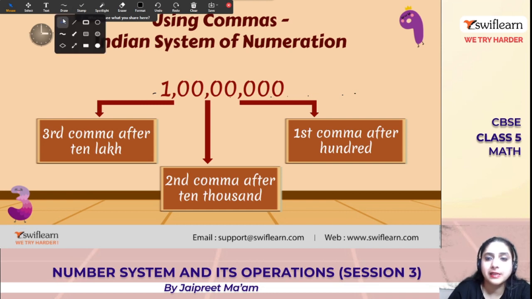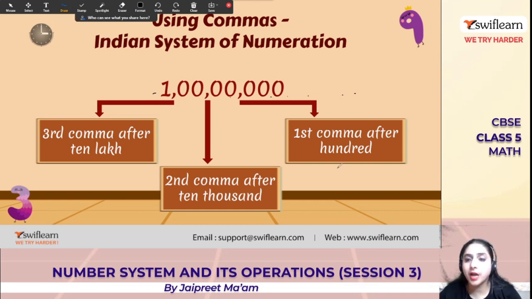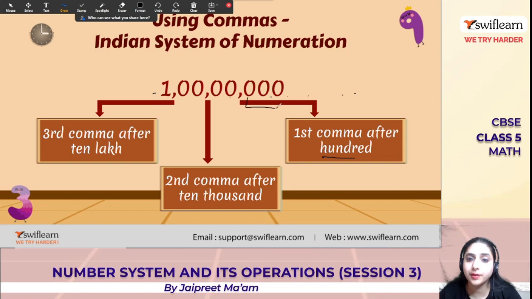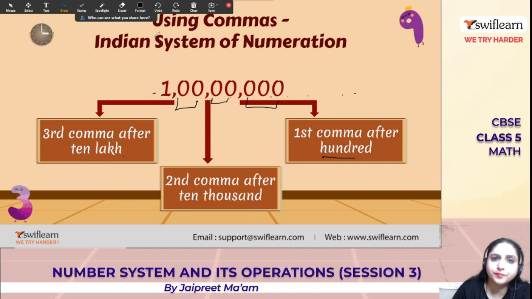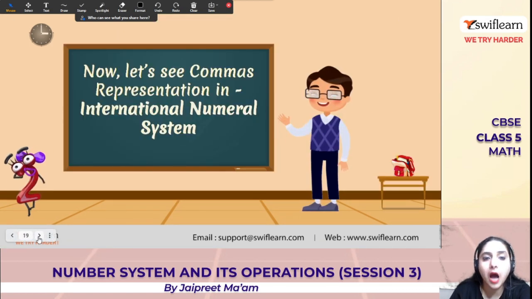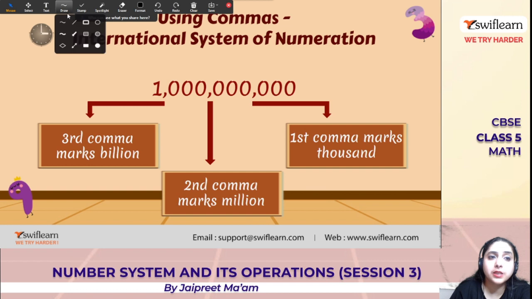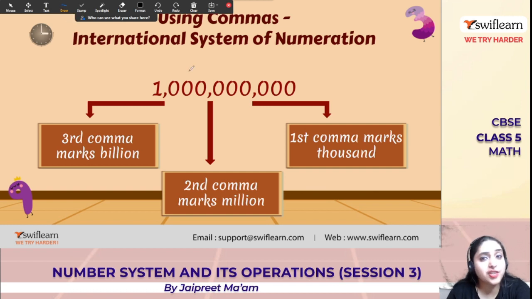You also remember how to insert commas in the Indian number system. First comma after the unit period, then the second comma after the thousand period, then the third comma after the lakh period, so the third comma comes after 10 lakh. This is how we insert commas in the Indian number system. Now let's learn how to insert commas in the international number system.